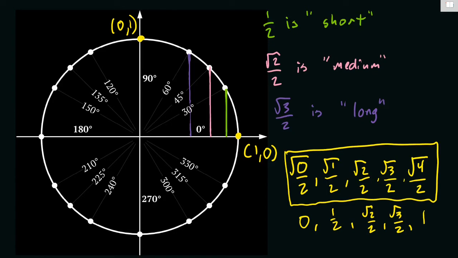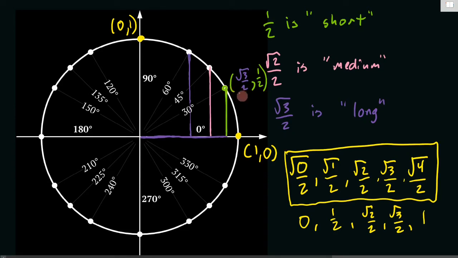Okay, so now let's go through labeling these points. This first point here has a long x value. So my long x value is root 3 over 2, and my short y value is a half. So this first point here is root 3 over 2 for its x coordinate, which is the cosine, and 1 over 2 for the y coordinate, which is the sine.